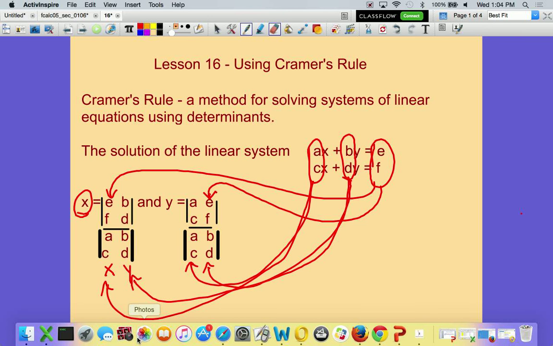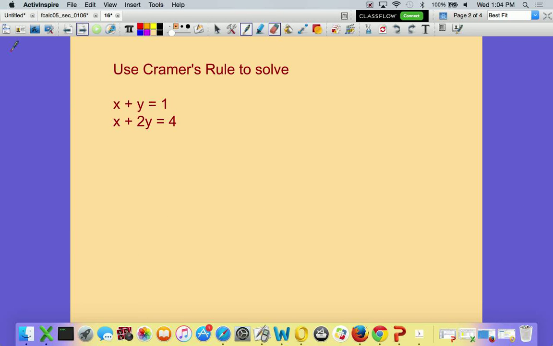Alright, so how do we do this in a problem? There's our system of equations. How do we solve this? Well, our first step is you have to have x and y on the same side. You have to have it set equal to a number. So, it cannot be in slope-intercept form. It has to be x and y on the same side.